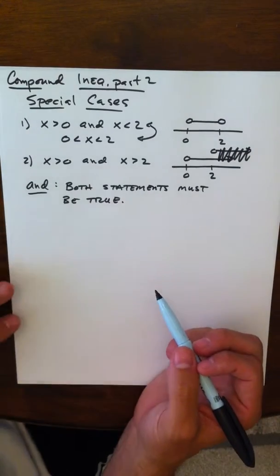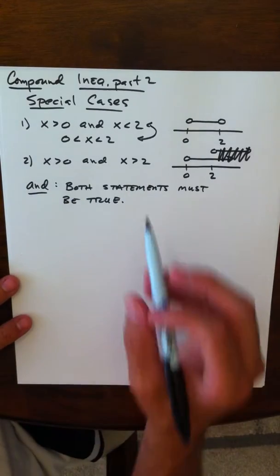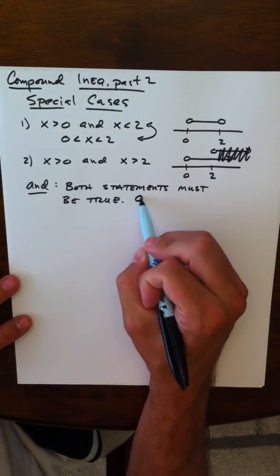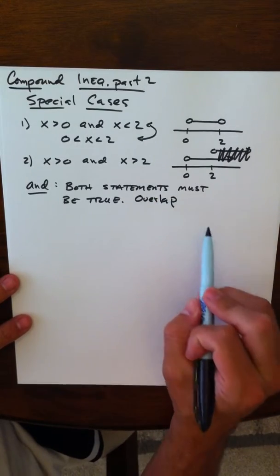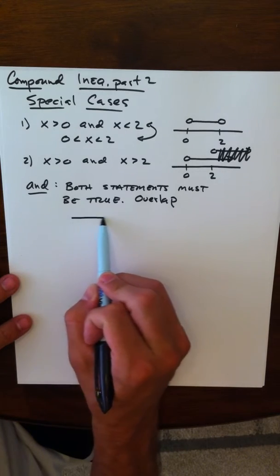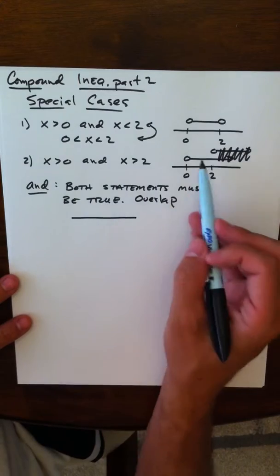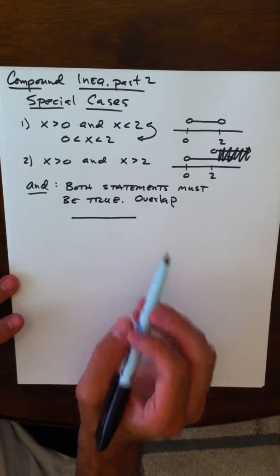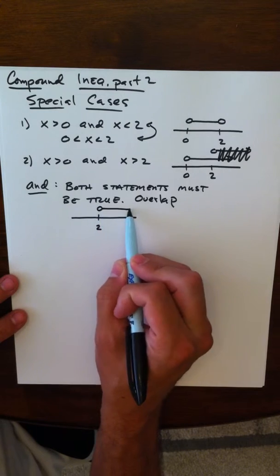Okay, so when we are graphing something like this, what we're looking for is an overlap. And that overlapping part is what we want to draw. So we're actually going to draw a graph. I'll draw it down here. The way you would graph this is not like that, but instead you're going to graph just the overlapping part. So it actually would just be this.